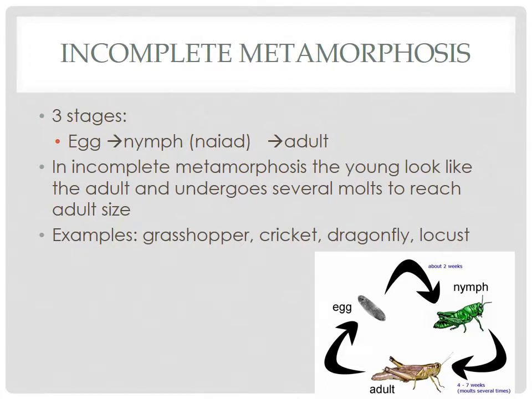On the other hand, there's incomplete metamorphosis, and that just goes through 3 stages. It goes from egg to nymph to adult. And in incomplete metamorphosis, the young look exactly like the adult. It just goes through several molts to reach this adult stage. So it just sheds its exoskeleton and develops into the next stage. This includes grasshoppers, crickets, dragonflies, and locusts. And we must be getting pretty close to the next time we're going to have a big locust event here in Maryland. It's coming soon, I know it.